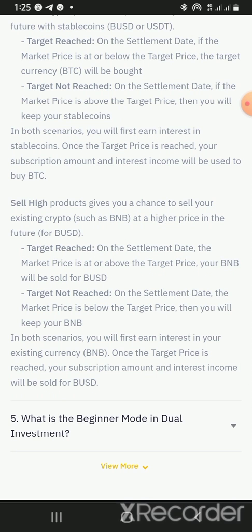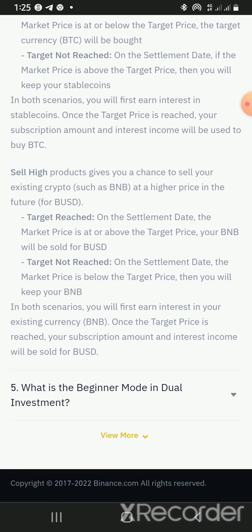So that is what they are trying to say here. They say sell high products give you a chance to sell your existing crypto, such as BNB, for example, at a higher price in the future for BUSD. You see, target reached: on the statement date, the market price is at or above the target, your BNB will be sold for BUSD. Target not reached: on the statement date, the market price is below the target price, then you will keep your BNB. In both scenarios, you will first earn interest in your existing currency BNB. You see, that earn interest they are talking about is the yield interest.